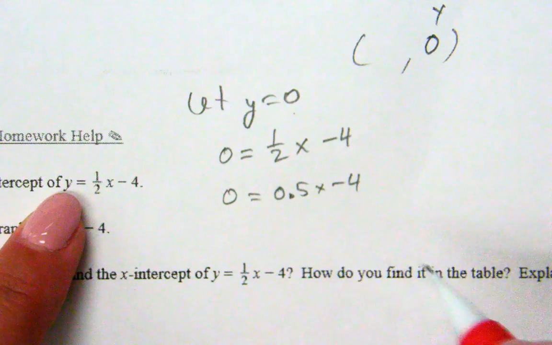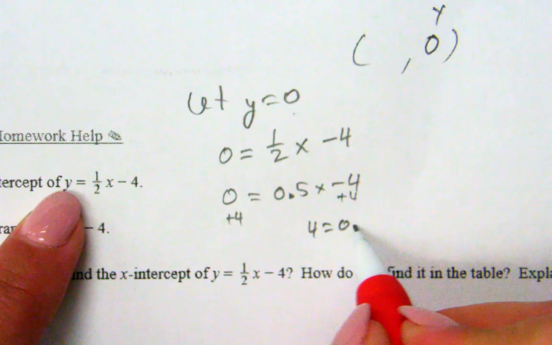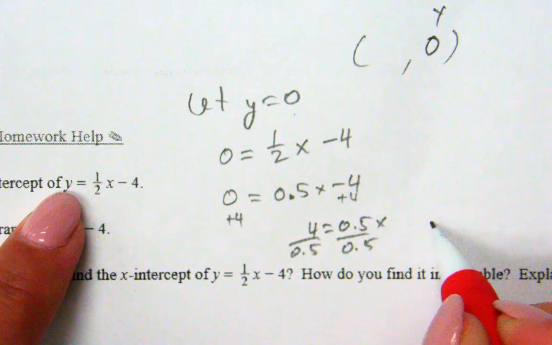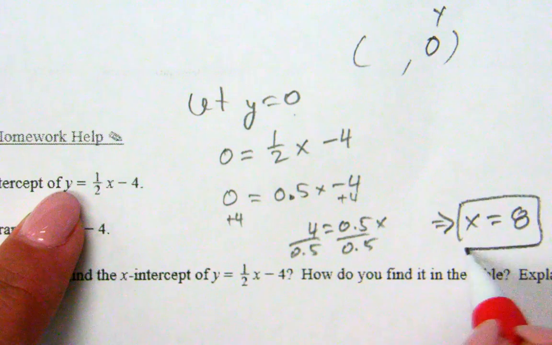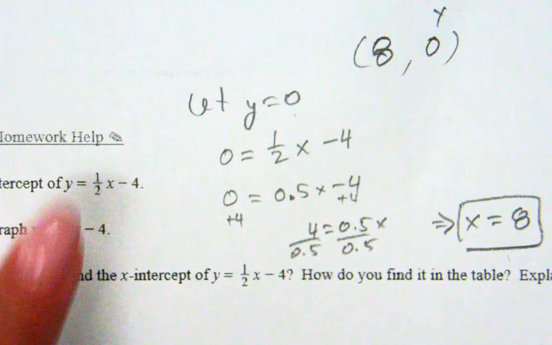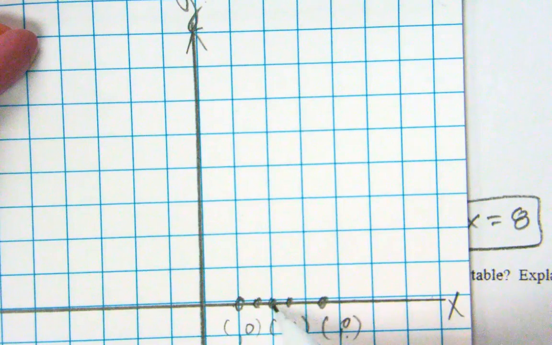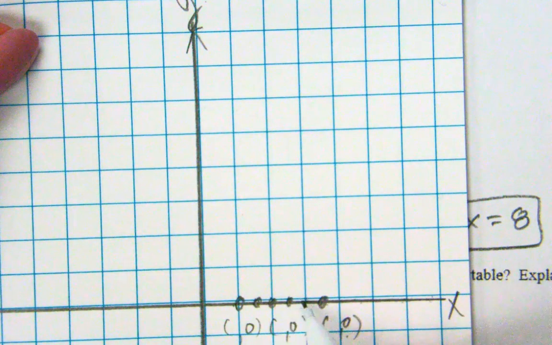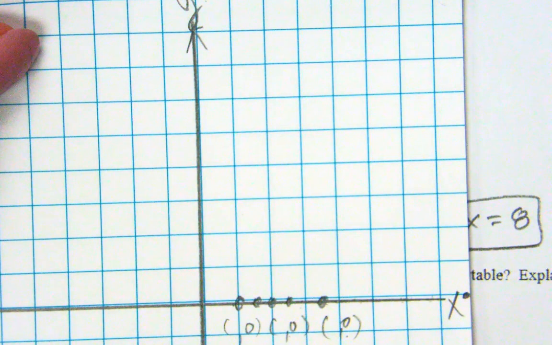The first thing I would do is add 4 to both sides: 4 equals 0.5x. Divide by 0.5 on both sides, so you should get x equals 8. That means this line, wherever it might be, is going to touch the x-axis at a value of 8: 1, 2, 3, 4, 5, 6, 7, 8. So it's going to touch the x-axis somewhere over here.